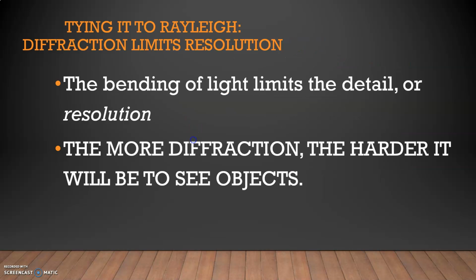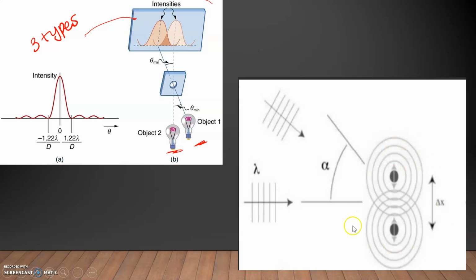Now, tying that into resolution, the bending of light, or diffraction, limits the detail or resolution of an image and/or light sources. So, the more diffraction, the harder it will be to see an object. The greater the overlap of diffraction patterns, the harder it will be to see anything. And here are our diffraction patterns in the right corner, and they're overlapping. And this slide kind of explains what's going on.